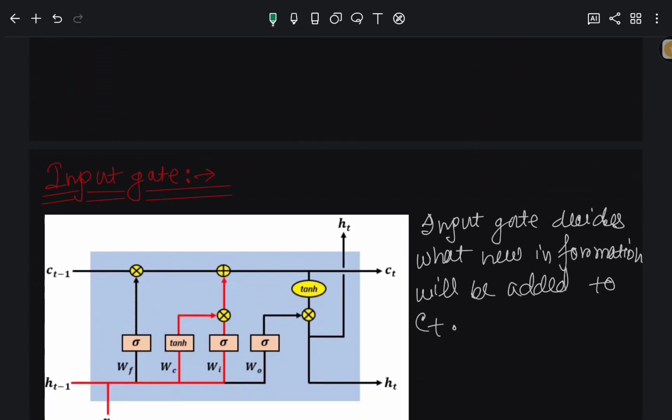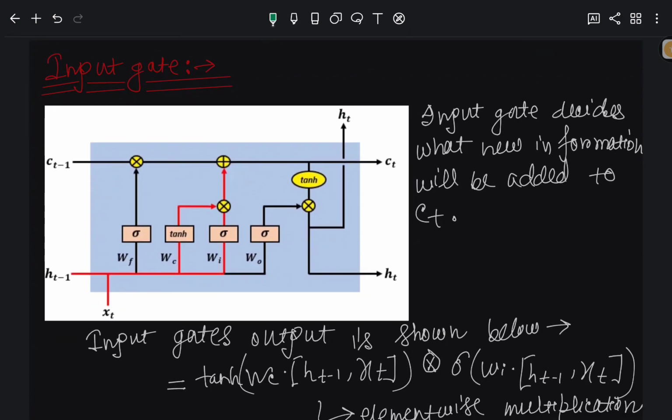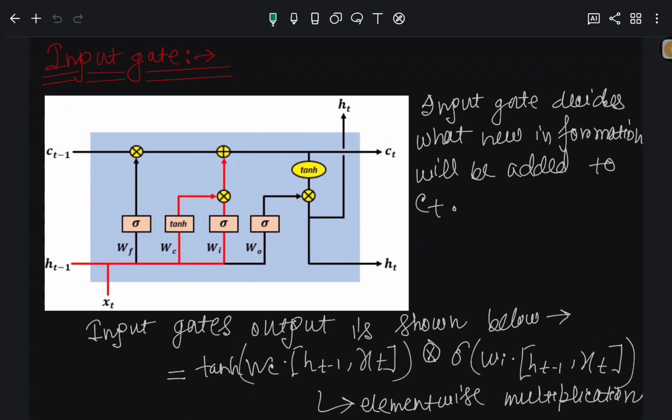Now let's come to the input gate. The input gate decides what information will be added to ct. In the case of the forget gate, we were eliminating a few pieces of information from the previous cell state, but using the input gate, we will decide what new information will be added back to ct.